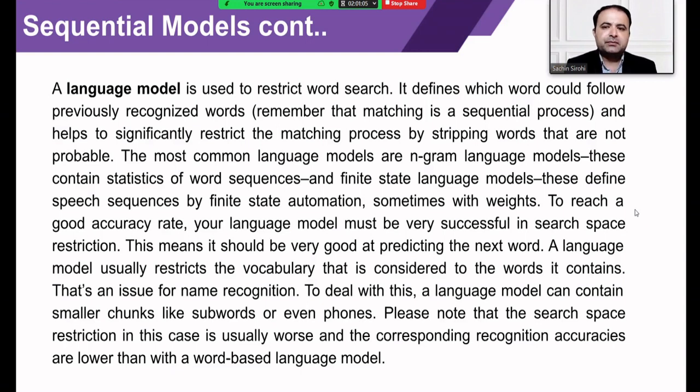Now a language model is used to restrict word search. The language model is based on a language. If I'm saying some word in English, the machine looks up these particular words from the dictionary. It defines which word could follow a previously recognized word. Remember that matching is a sequential process, and it helps to significantly restrict the matching process by stripping words that are not probable.